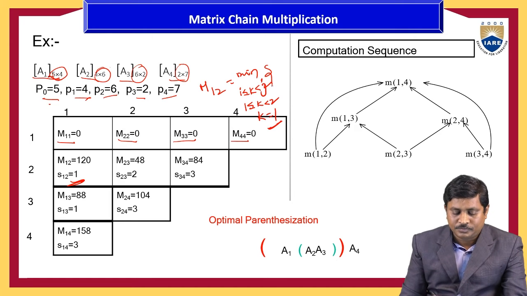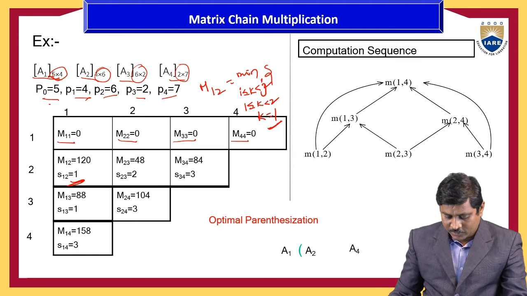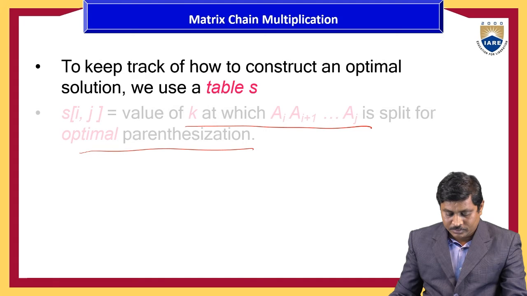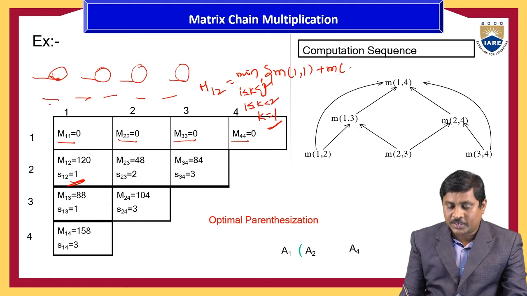K equal to 1. The formula here is M of i,k plus M of k plus 1, j plus Pi into Pk plus 1 into Pj+1. M of i,k: the I value is 1, the k value is also 1, so M of 1,1, plus M of k plus 1, j, which is M of 2,2, plus Pi.